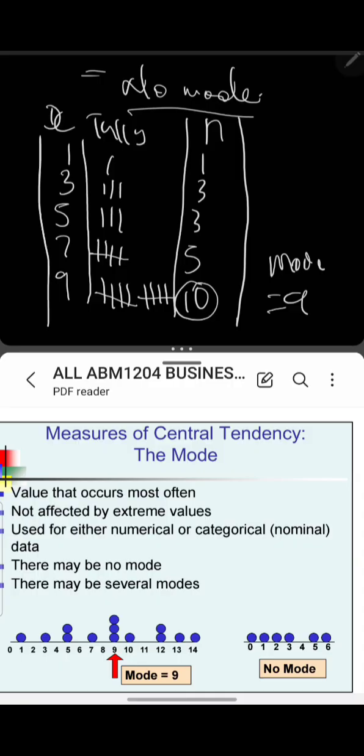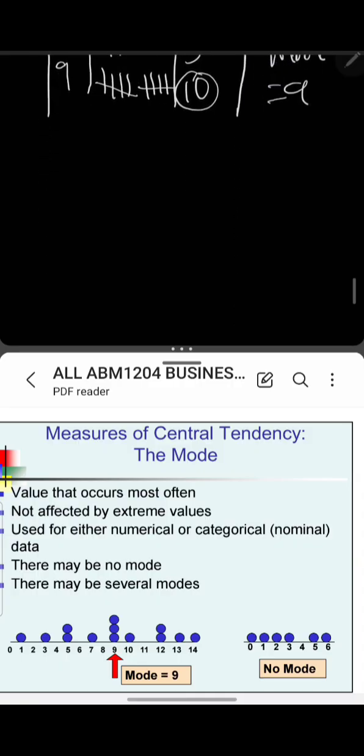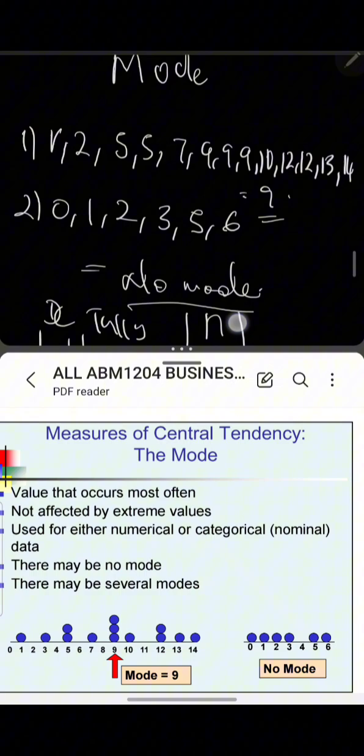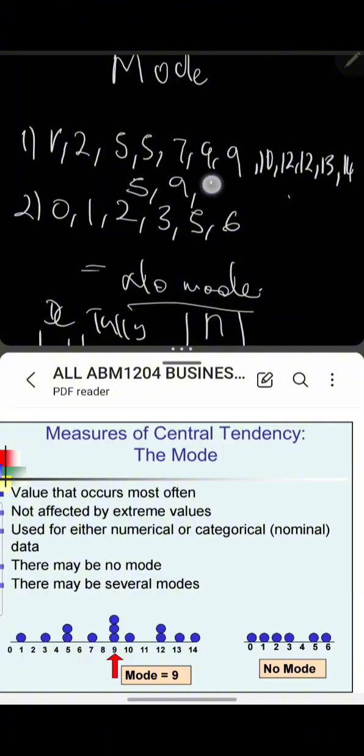Now, let's say the same information, but instead of having it like that, I change only one thing and remove one of these 9s. So what is the mode? This one tells 2, this one tells 2, this one tells 2. So the mode is 5 and 9 and 12. So you can have many modes. So here the mode is 5, 9 and 12.